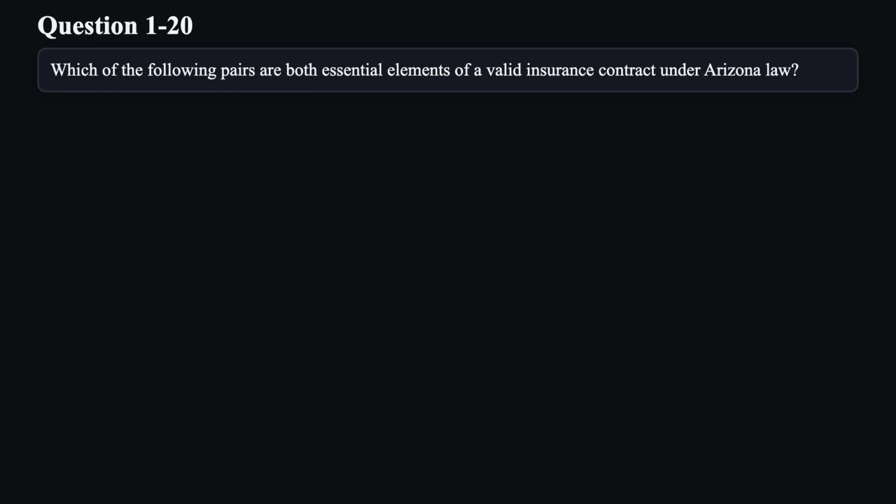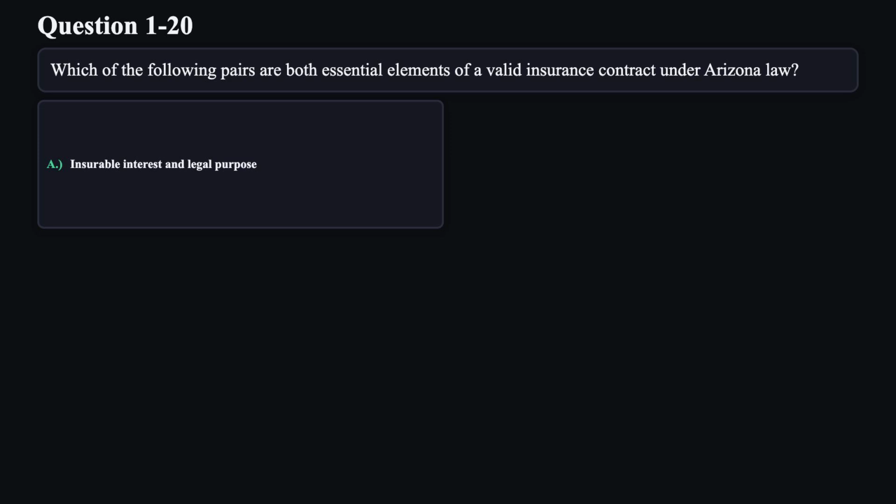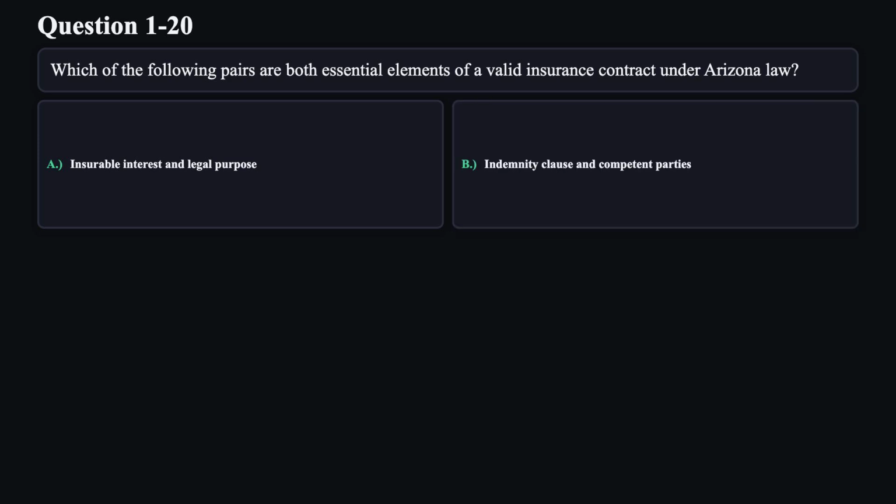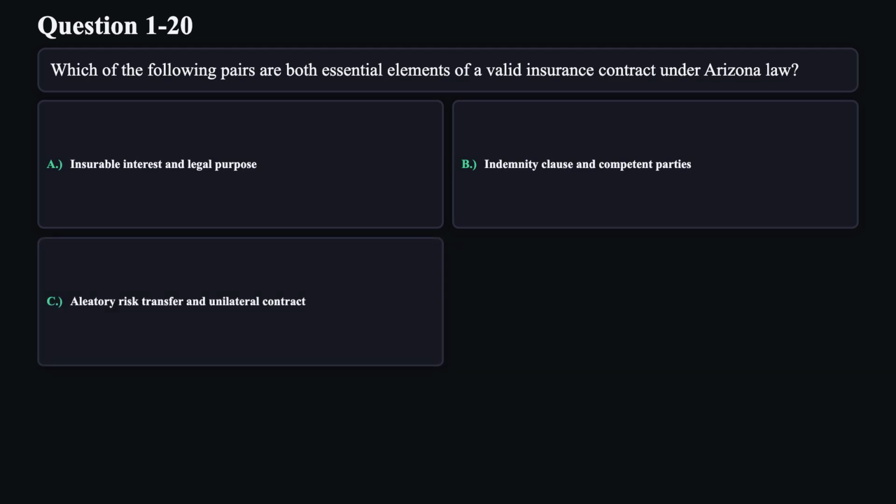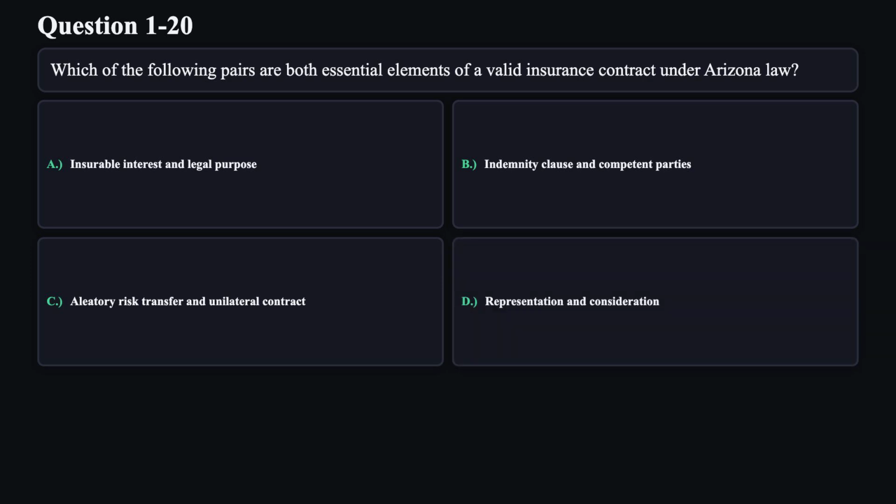Question 20. Which of the following pairs are both essential elements of a valid insurance contract under Arizona law? A. Insurable interest and legal purpose. B. Indemnity clause and competent parties. C. Aleatory risk transfer and unilateral contract. D. Representation and consideration.